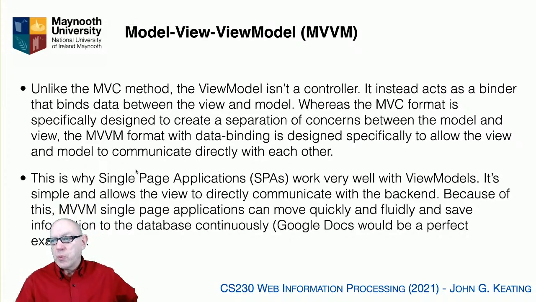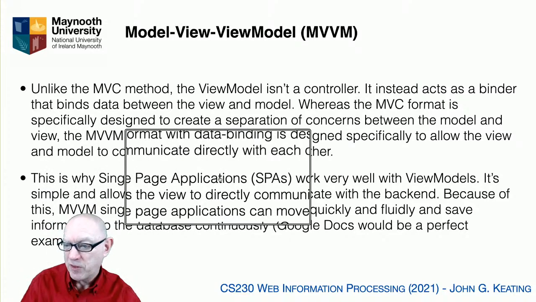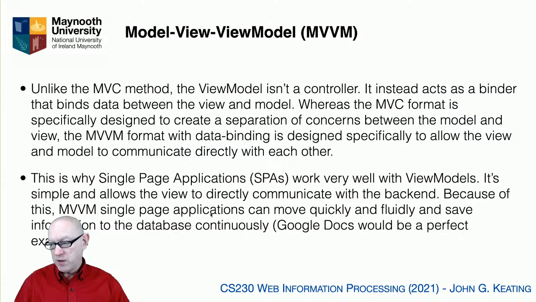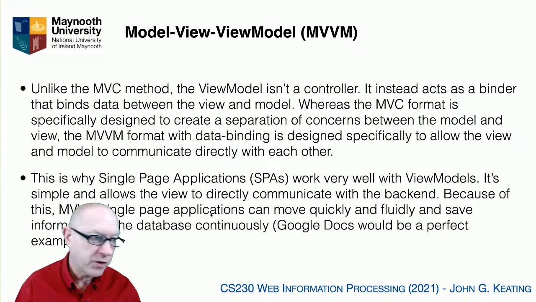What's important for us is this whole notion of single page applications, and we'll see this a little bit later. They work really well with view models. It simply allows the view to directly communicate with the backend. Because of this, MVVM SPAs can move quickly and fluidly and save information to the database continuously. Google Docs, again, is a perfect example.